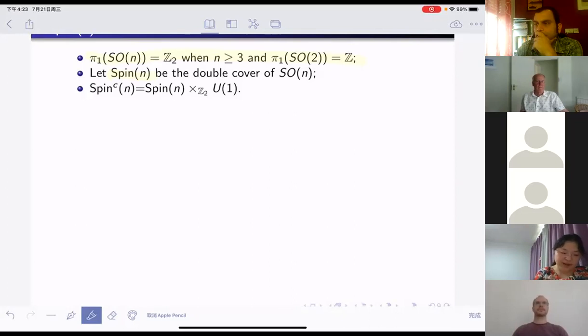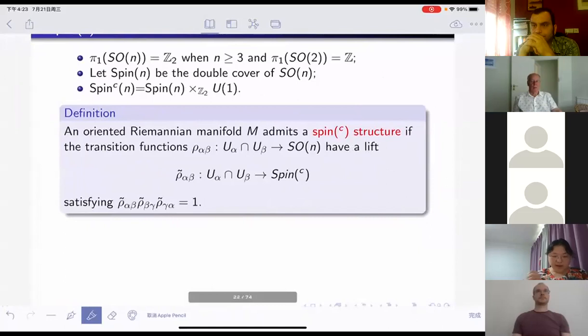We can also define the so-called spin^c group by associating a U(1) group, by doing this balanced product: Spin(n) times U(1) over Z2, where Z2 is acting on the spin by the covering group, and on U(1) by just folding the circle. And we say that an oriented Riemannian manifold admits a spin or spin^c structure if the transition function admits a lift from SO(n) to spin or spin^c.